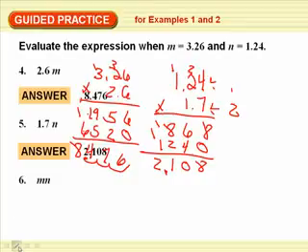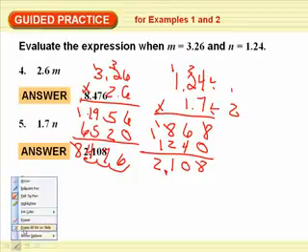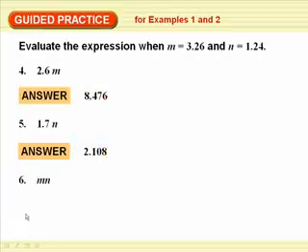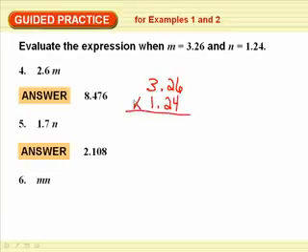Now m times n, of course they're going to make us do, let me get rid of the stuff on this slide. M, so they're going to go 3.26 times 1.24. Some of you might be tempted to use a calculator on this lesson. I don't want you to use calculators. I want you to practice your facts. It's not too bad if you know your facts. So 6 times 4 is 24. Carry the 2. 8 plus 2 is 10. Carry the 1. That's 13.